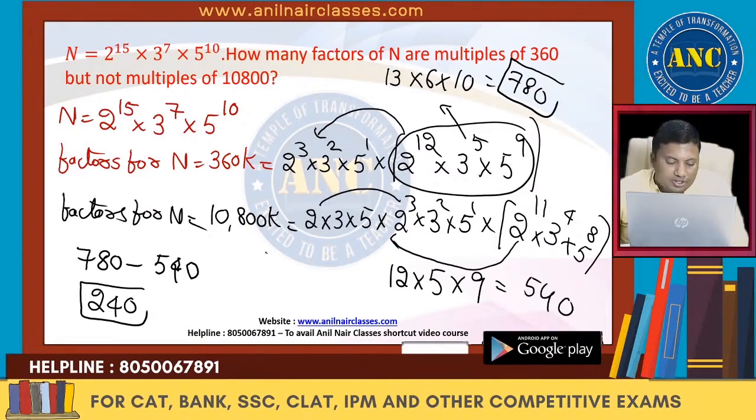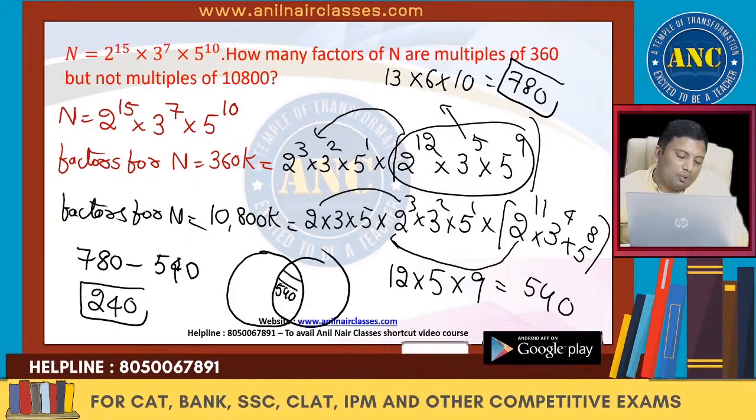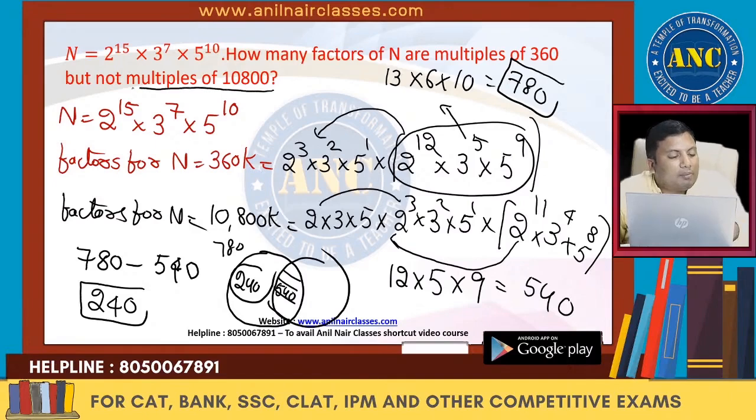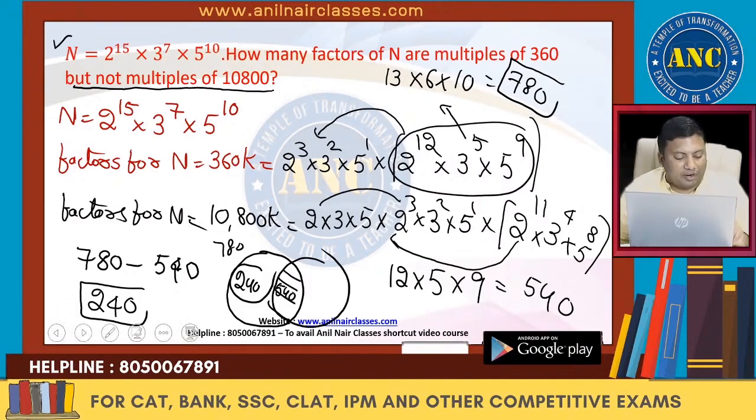Very, very good question, sir. These are the total 780 factors. In that, 540 factors are common to both. What is remaining? 780 minus 540, which is nothing but 240. Out of 780 factors, 540 are common to both 360 and 10,800. But the question says but not multiples of 10,800. So out of 780, 540 are common, remaining is 240. Very good level question, sir. Next one.